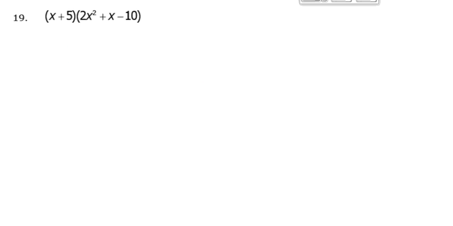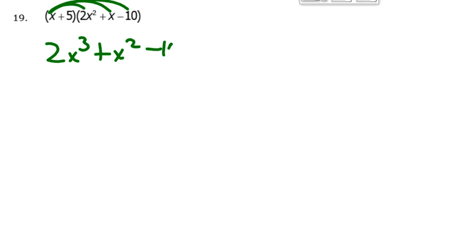Okay, here we go. So a little bit more complicated, but nothing we can't handle. That's going to give me 2x cubed plus x squared minus 10x. That's going to give me plus 10x squared. So making sure you're lining up your squareds with your squareds. Don't put this guy there. Make sure that these powers are lining up.